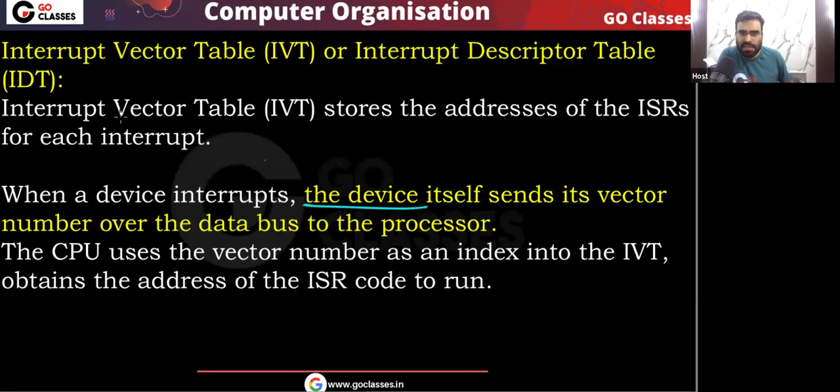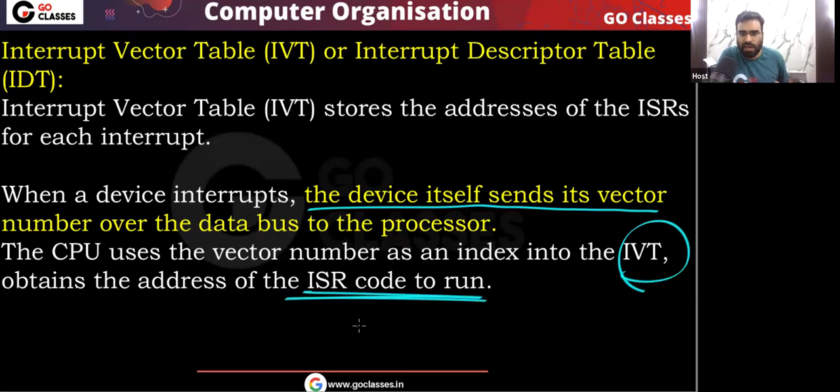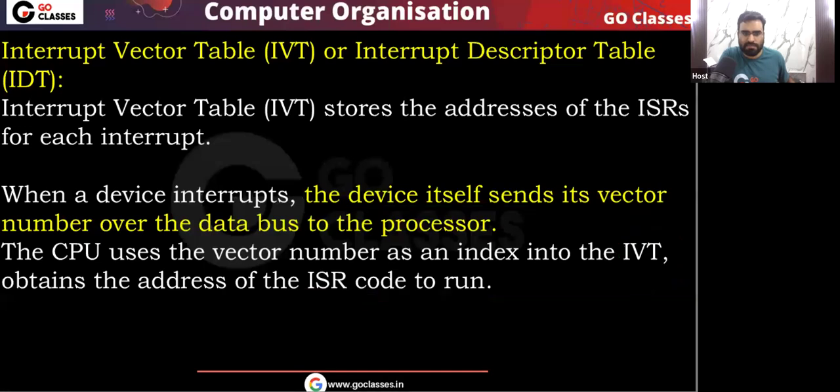Whenever the device sends the interrupt signal and the CPU sends the interrupt acknowledgement, then the device itself will send its interrupt vector number on the data bus to the CPU. The CPU will take this interrupt number and check in the IVT. In this table, the CPU will find the address of the ISR which the CPU will execute. So this is the simple idea. I hope it is clear.